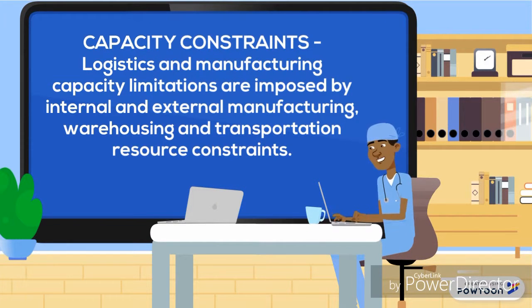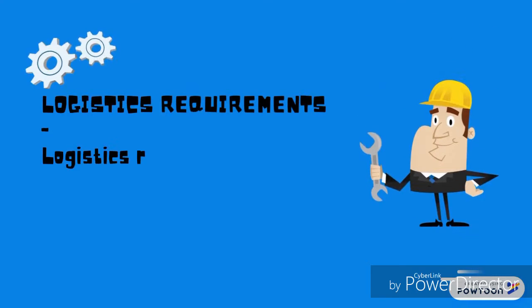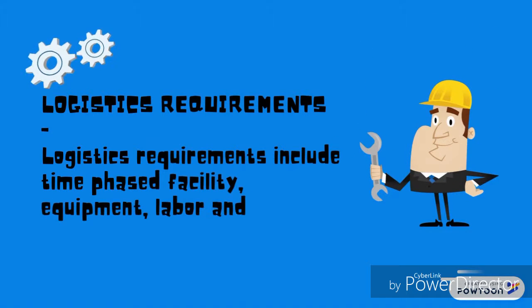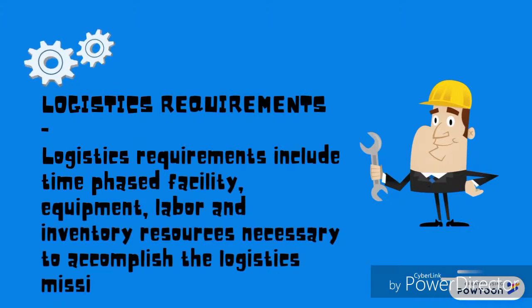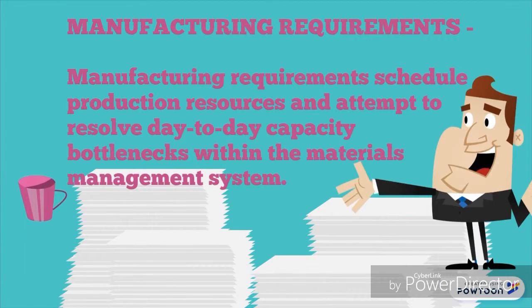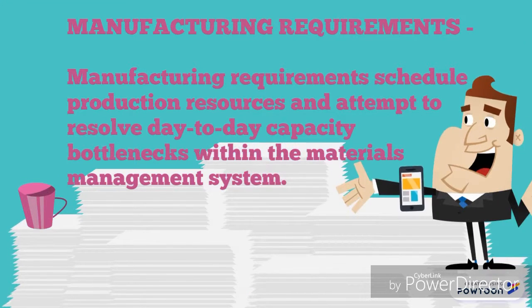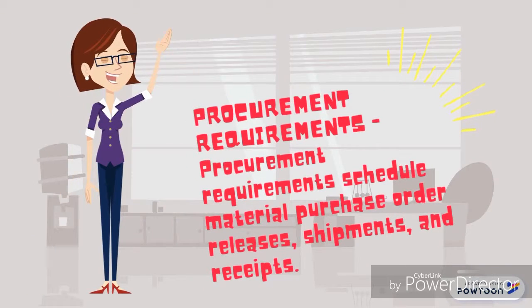Capacity constraints. Logistics and manufacturing capacity limitations are imposed by internal and external manufacturing, warehousing and transportation resource constraints. Logistics requirements. Logistics requirements include time-phased facility, equipment, labor and inventory. Manufacturing requirements schedule production resources and attempt to resolve day-to-day capacity bottlenecks within the materials management system. Procurement requirements schedule material purchase order releases, shipments and receipts.